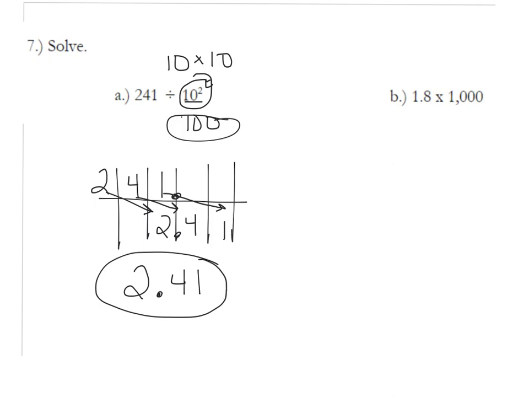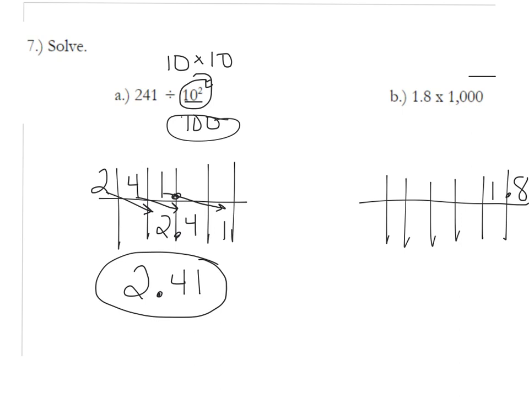Let's look at part B. It's asking us to multiply by 1,000. So 1 8/10 is what we're going to start off with. 1 8/10, and we're going to shift it not once, not twice, but 3 times bigger. So let's shift once, twice, 3 times. Here's our 1. Once, twice, 3 times.